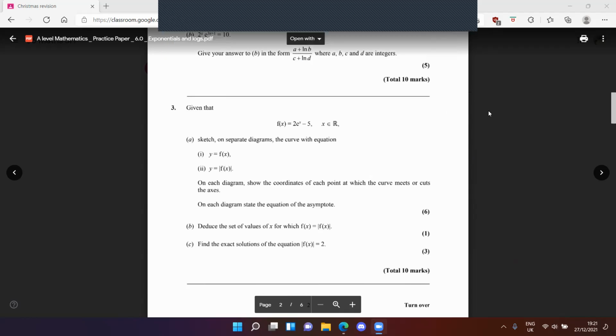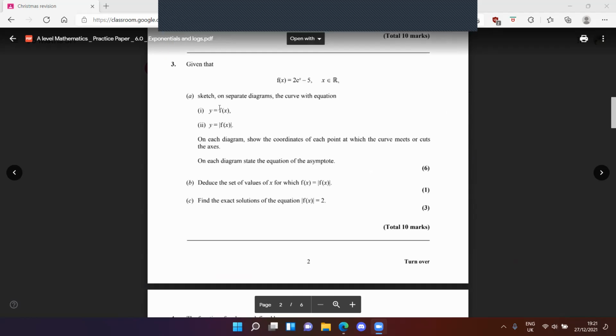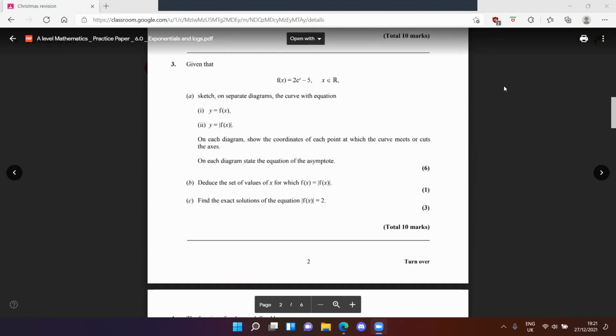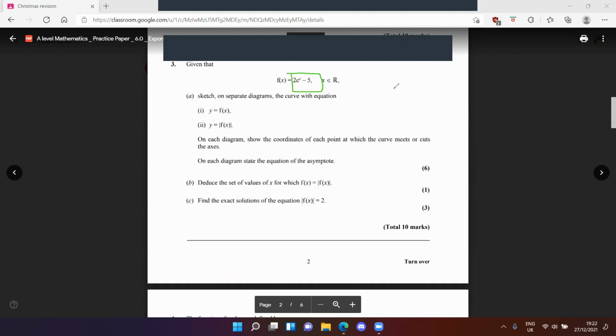That was number 3. Now this is the stuff we started to do in class, so this will be on my exam basically. So y equals f of x, we just draw that. You have to sketch the curve with the equation y is equal to f of x. Simply you have to draw the graph of that.